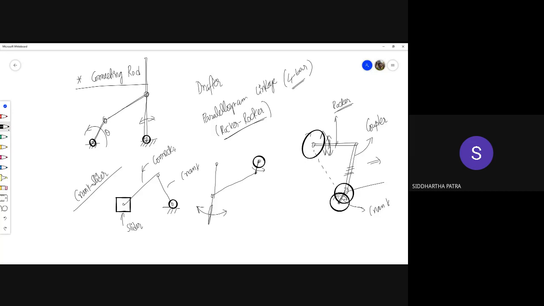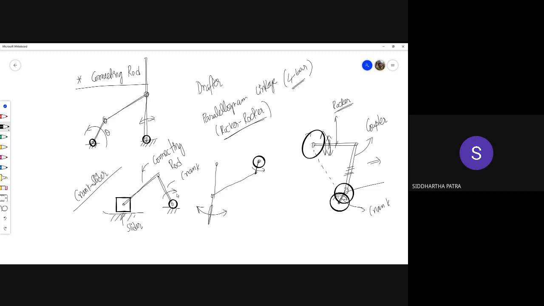Now I am just drawing them as sticks, but they of course have their own shapes. Now, can you tell me what happens in this case?